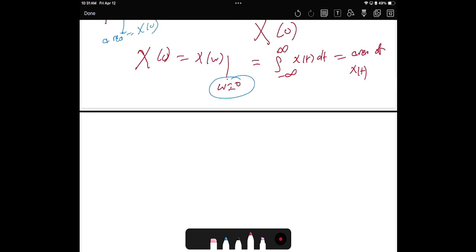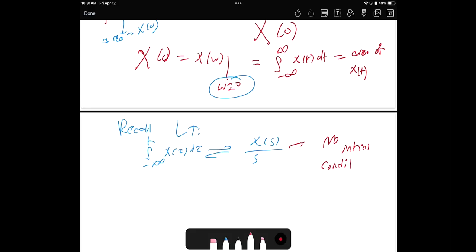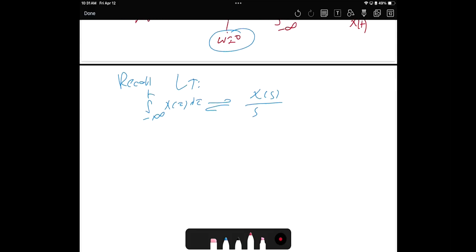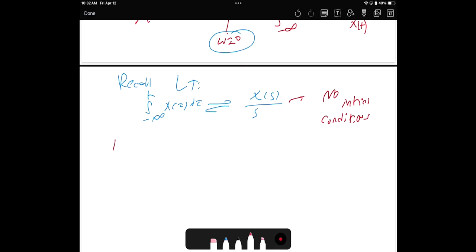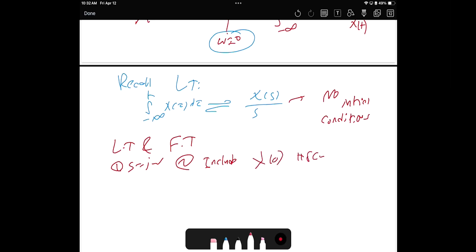So let's recall the Laplace transform. The Laplace transform of the integral from negative infinity to t of x(tau) d tau was X(s) over s. So here, no initial conditions. Okay? So the difference between Laplace transform and Fourier transform is, basically, when s equals j omega, the other thing which is included is x(0) times pi delta. So that's the two differences.